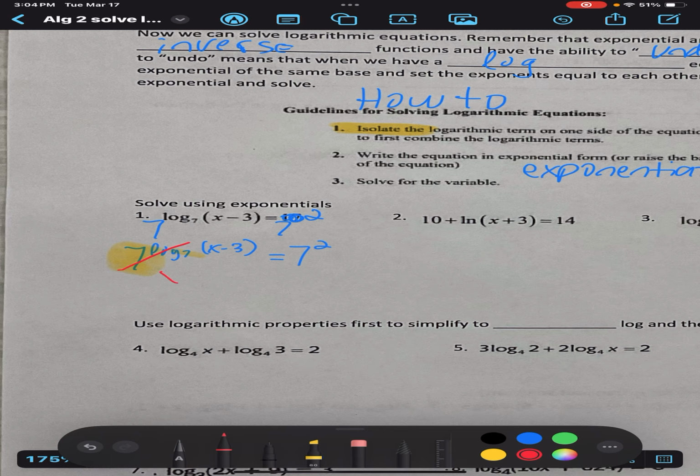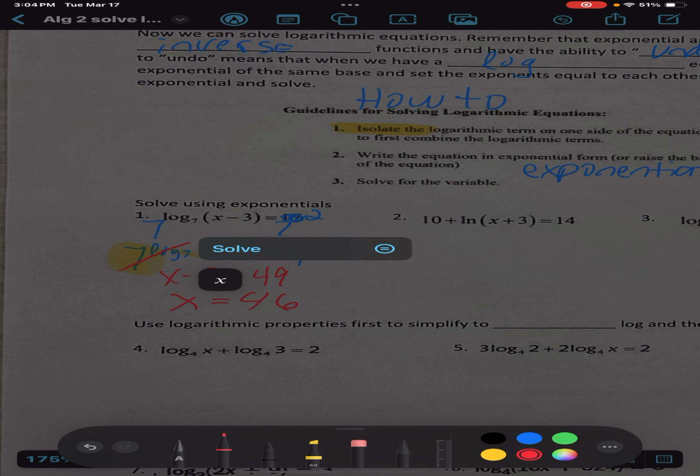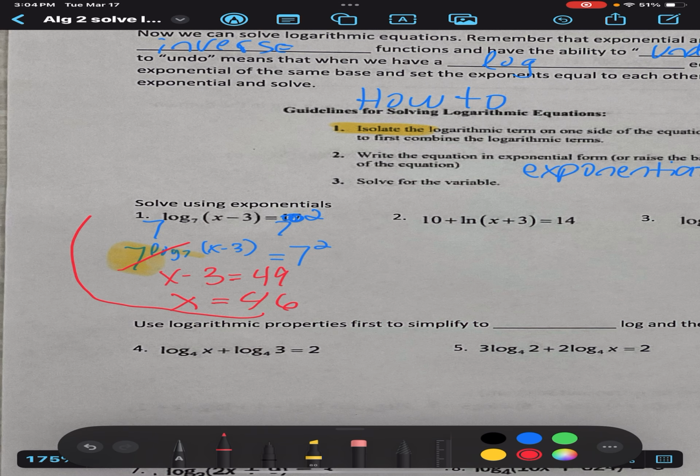And I'm left with x minus 3 equals 7 squared, which is 49. And then I just solve. And I get x equals 46. Check. Will that make me extraneous? Nope, it's fine. And that's my answer.